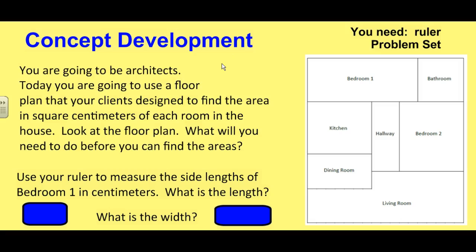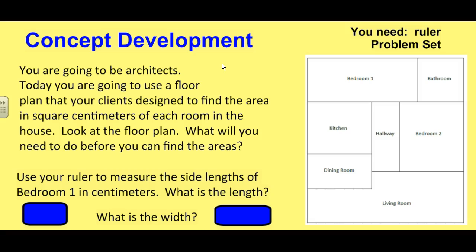Okay, so today you're going to be an architect, and I don't know if you know what an architect is, but there are people that design buildings and design houses sometimes, and they make a lot of money. So put on your rich person face for the day because you get to be an architect. What you have on your piece of paper is a floor plan that your clients designed. You'll find the area in square centimeters of each room in the house. Architects have clients, and those are the people that they're working for and building something for. So you're going to be building a house for someone, and this is the floor plan that you're going to use.